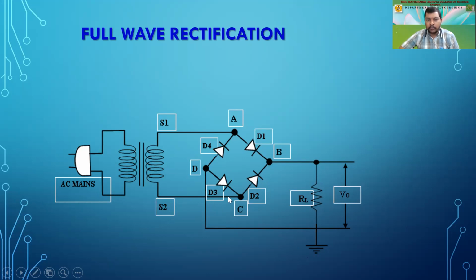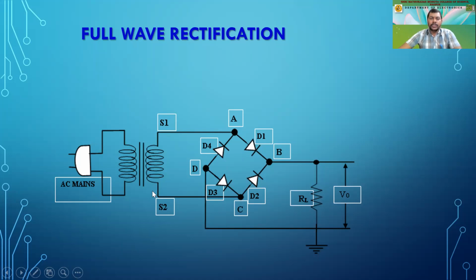So the current will flow from S2 to C to D2 at terminal B. Again, D1 is reverse biased, so the current will start flowing from B to the load resistance RL. From the load resistance RL, it will return back to D. Then again D3 is reverse biased, so it will go to D4 and then to terminal A. Then it will return to S1 and complete the circuit at S2.